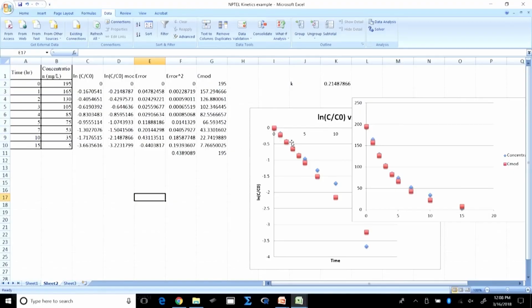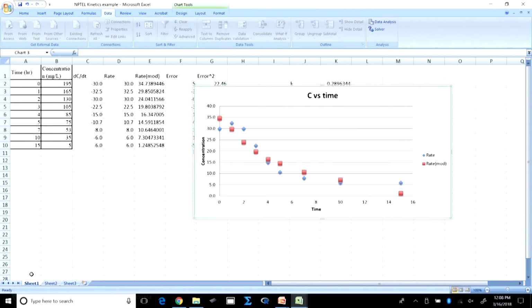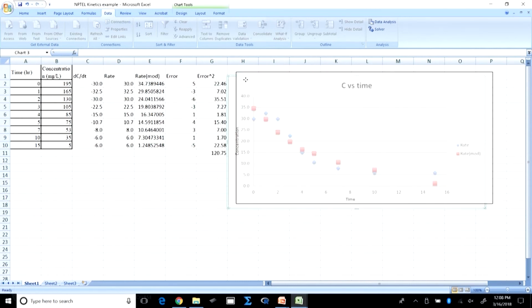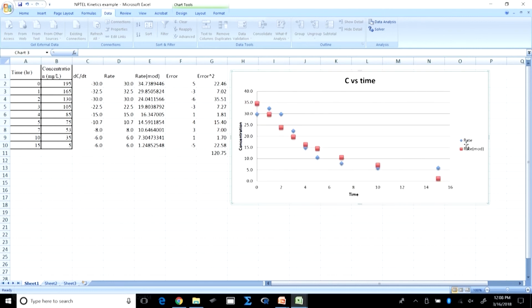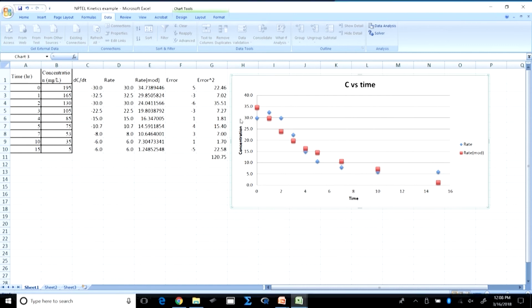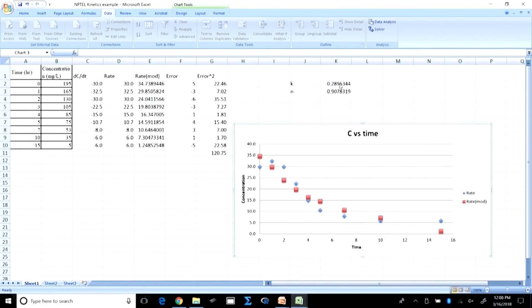So here I have a few graphs that I would like to look at. Let us go back to sheet 1. This is a particular case. Let us try to understand what we have been up to. Here the blue data sets correspond to the experimental or measured values, and the red dots, or the rate model, correspond to what we have based on the values of k and n being 0.29 and 0.9. Again, you can look at that rate model.